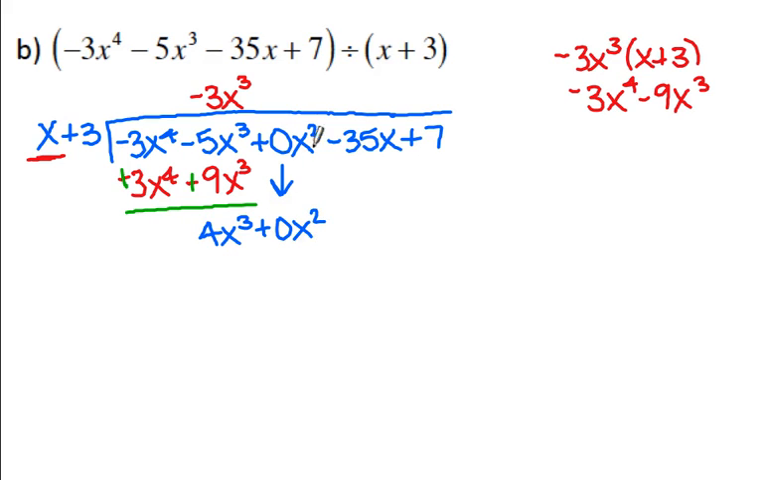Now, if you didn't have the 0x squared here, you would end up bringing down the negative 35x, and what's going to happen is you're going to have an x cubed over here and an x squared over here, and it's not going to be able to combine. So it's important that you have the 0 there.